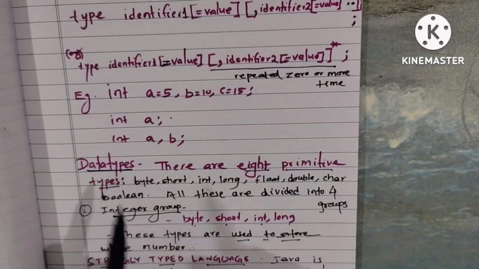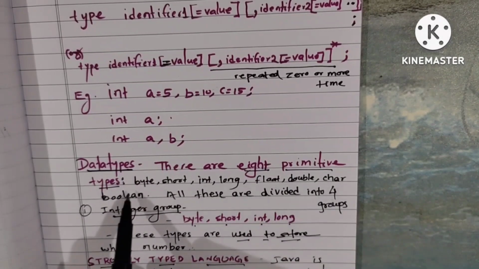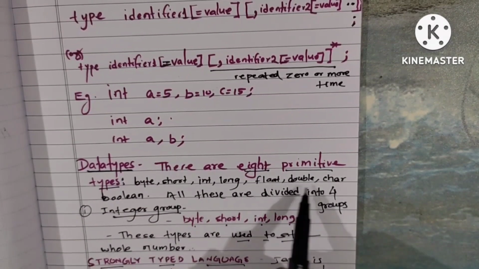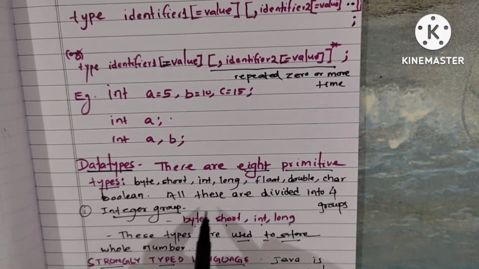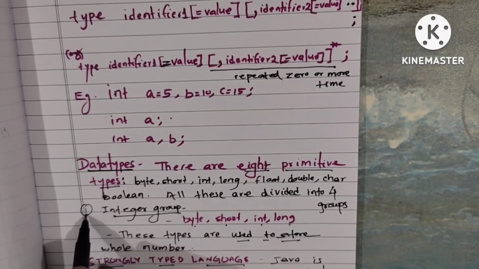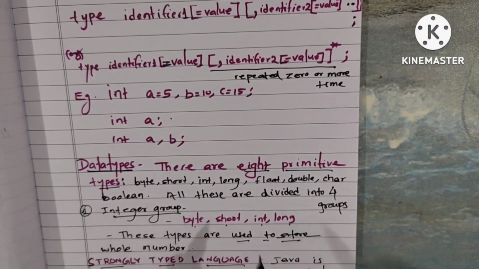We do repeat here. Data types: there are 8 primitive types: byte, short, int, long, float, double, char, boolean. All these are divided into 4 groups. First one is the integer group, which consists of byte, short, int, long. These types are used to store whole numbers.